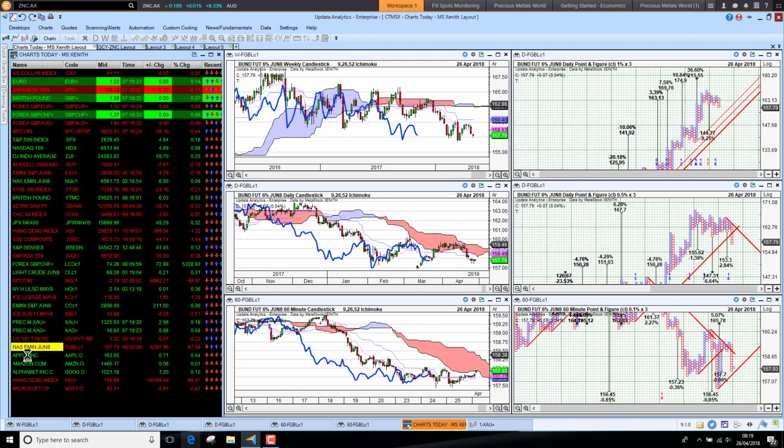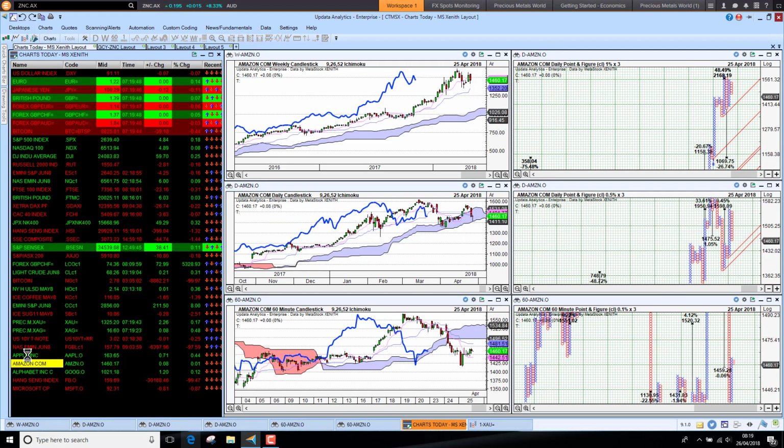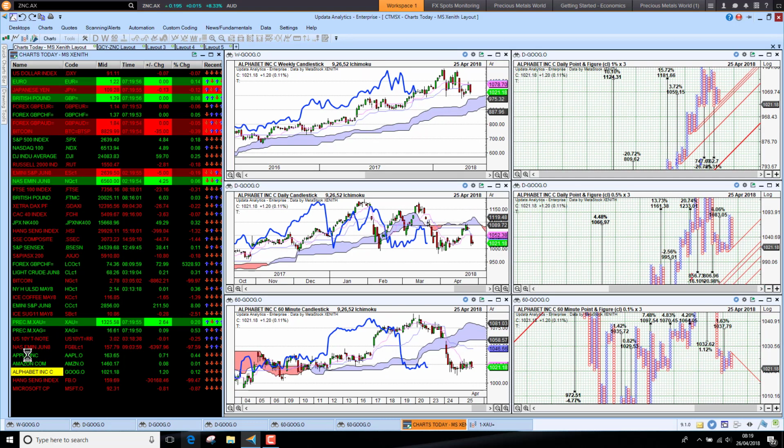Apple was lower, so we're seeing here just bearish below the cloud. Amazon also just heading lower. We're really just trying to hold the short-term cloud position. Google was up slightly, but none of these stocks really recovering very strongly.